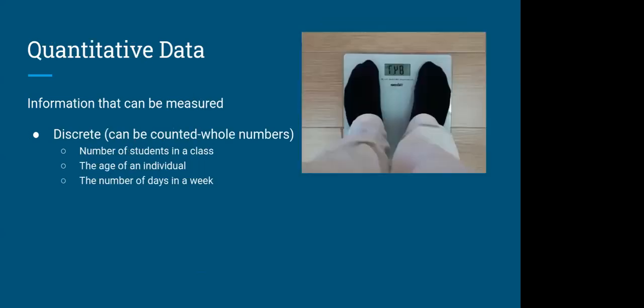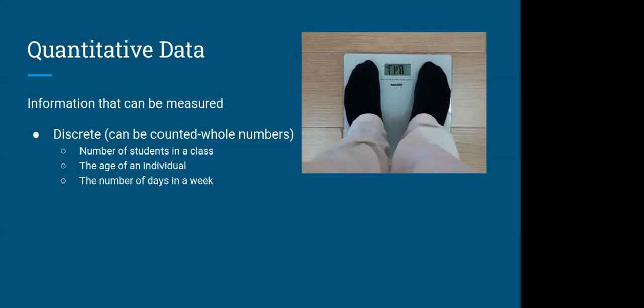And the second type of data is quantitative data. And again, what word do we see in quantitative that we already know? Quantity. That's what I'm talking about, because quantitative data is information that can be measured. So again, in quantitative data, there are two types that we will be discussing. It is either discrete quantitative data, and that's things that can be counted with whole numbers.